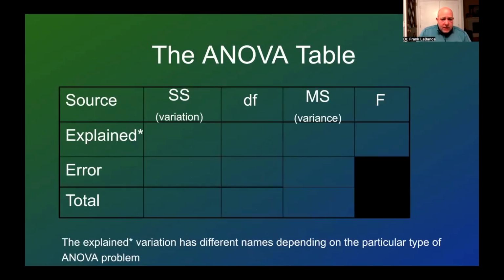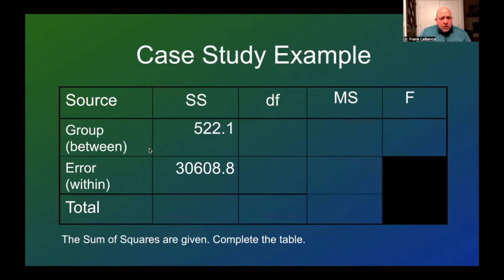So this is what the ANOVA table is going to look like. We've got the source, the sum of squares, the degrees of freedom, the mean squares, and the F ratio. Nothing will be found in these boxes. The explained, and then the error and the total. So the explained has a different name depending on the type of ANOVA problem. So here's the sum of squares. And so calculated between groups, and then the error, which is the within, the between and the within.